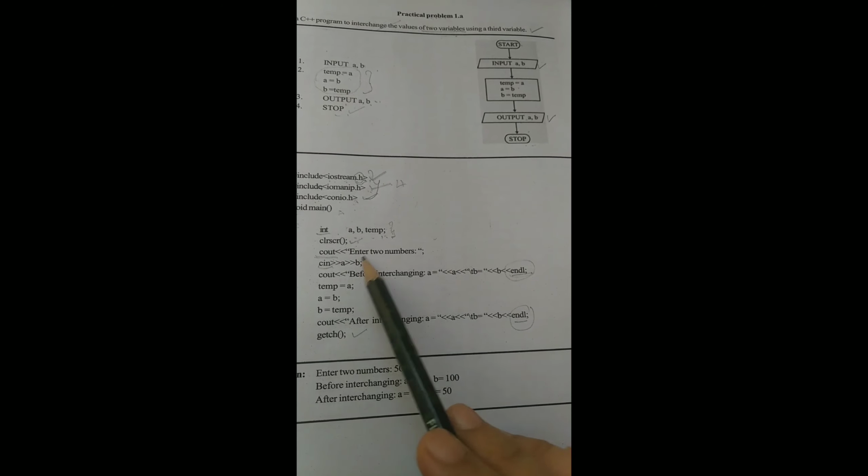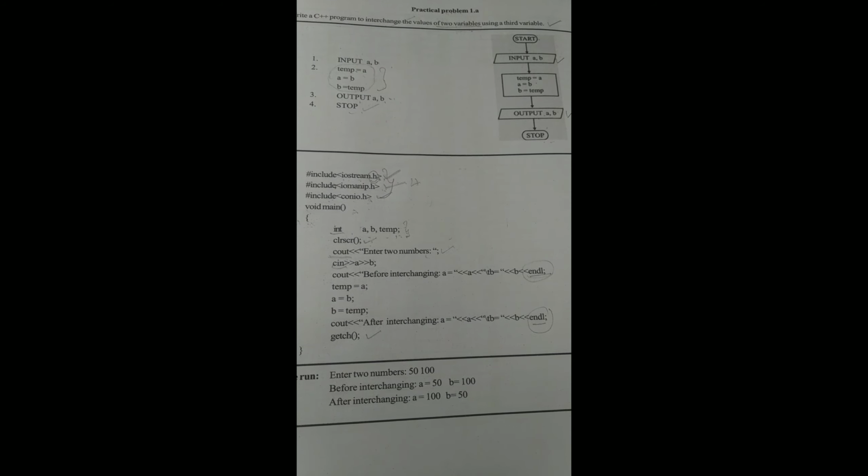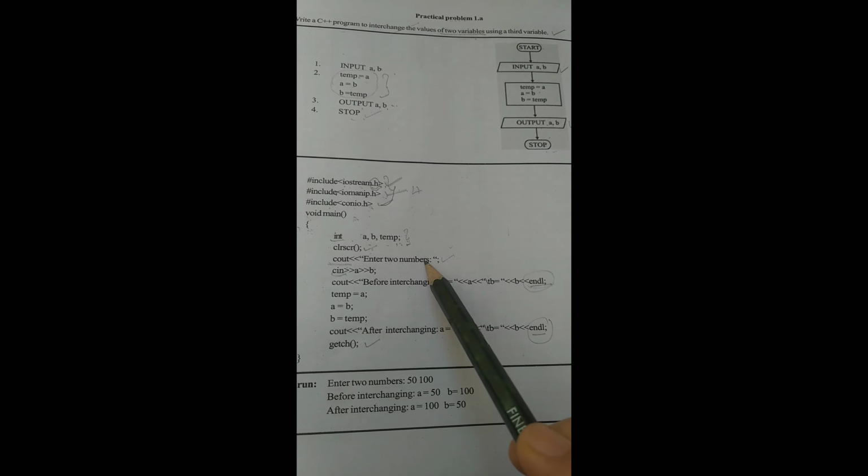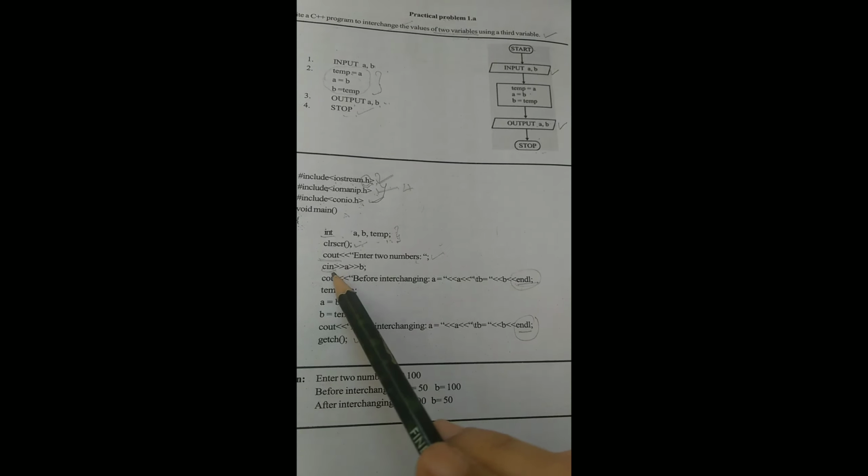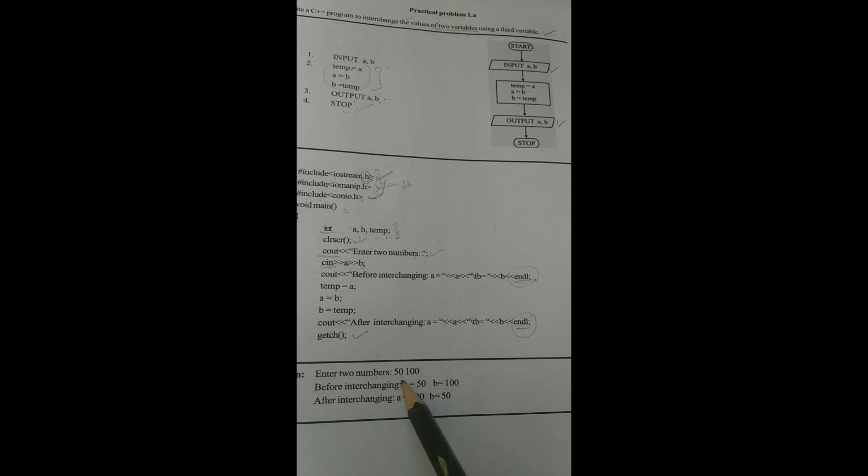Next comes the cout, enter the value of two numbers. This cout statement is used to print whatever is inside the double quotes on the output screen. After this, cin. Cin is used to input a value from the keyboard. So cin A and B. You are going to enter the value of A and B. This is nothing but your printf. Next you are going to enter A and B. So you are going to input two values.